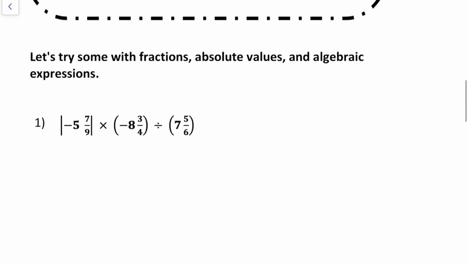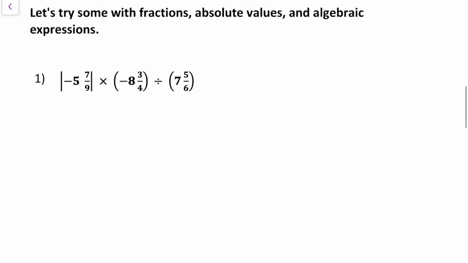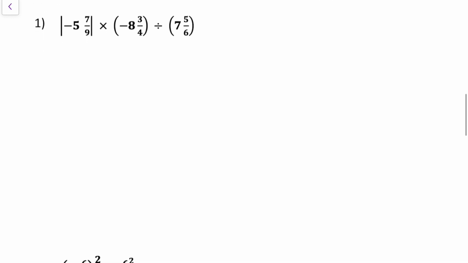So let's try some out with fractions, absolute values, and algebraic expressions. Now you can use your calculator here for actually doing the computation. Don't forget about your ABC button on your calculator to help you put these in. So the first thing that I'm going to do in this question is I'm looking at brackets. They do have brackets, but there's nothing to solve inside of the brackets except my absolute values here. So I'm going to apply my absolute value, making this positive.